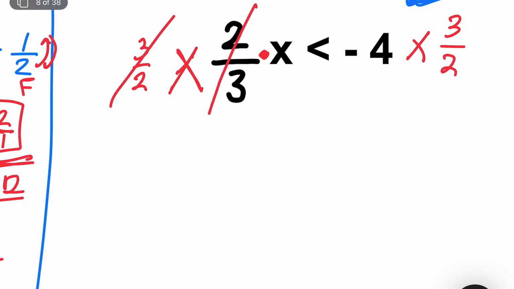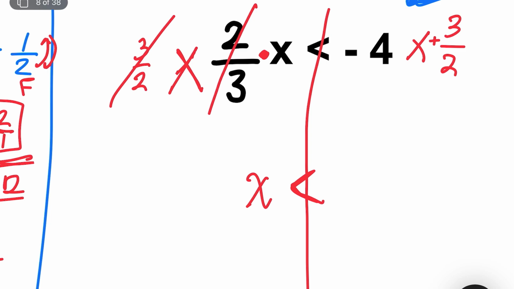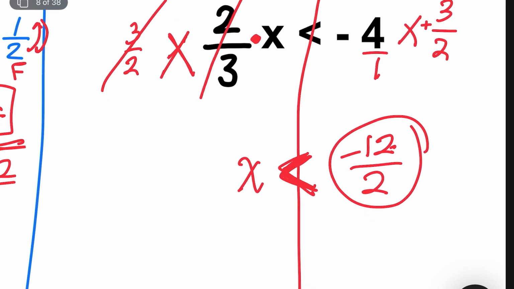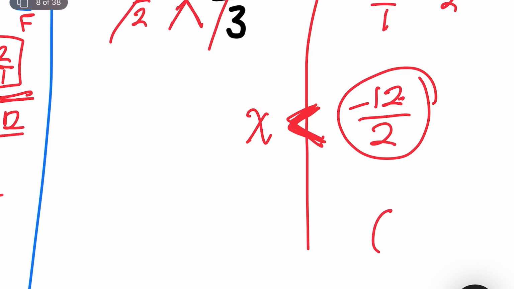Done, it's cancelled right away. X alone is less than. Again, I'm multiplying by a positive number. It's a positive number, by the way. So the inequality sign will stay the same. X is less than what? Just multiply them. Put a denominator 1. Negative 4 times positive 3 is negative 12. Different signs, negative. 1 times 2 is 2. Simplify now here. 12 divided by 2 is 6. Of course, negative.